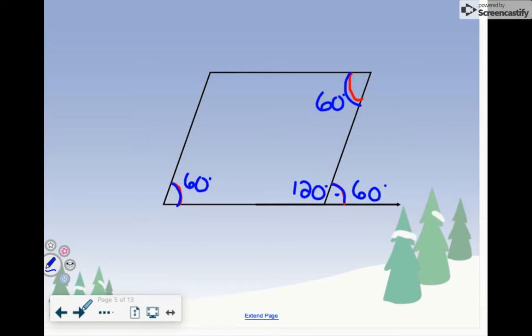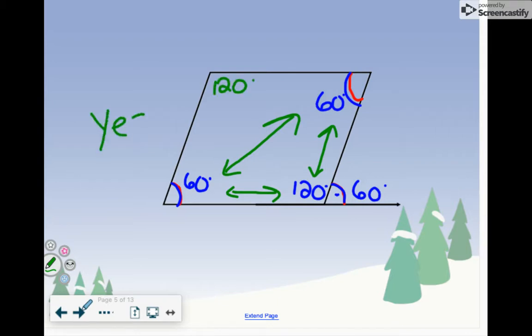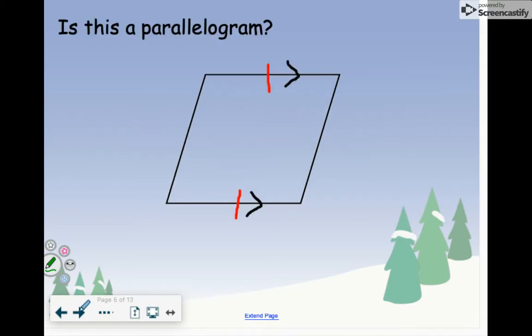And now if we think about a parallelogram, right, opposite angles had to be congruent, and then every consecutive angle had to be supplementary, and that is true in this case. Right, this would also be 120. So is this a parallelogram? Yes, it is. Right, yes, we have enough information to say it is. Look at our third one here.